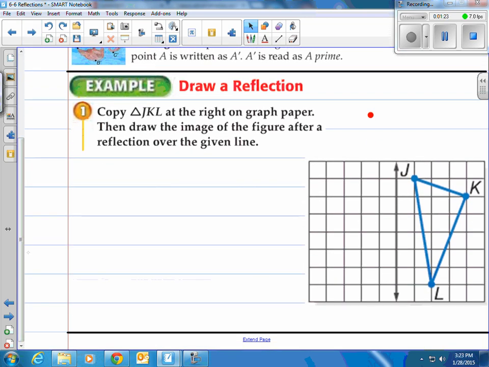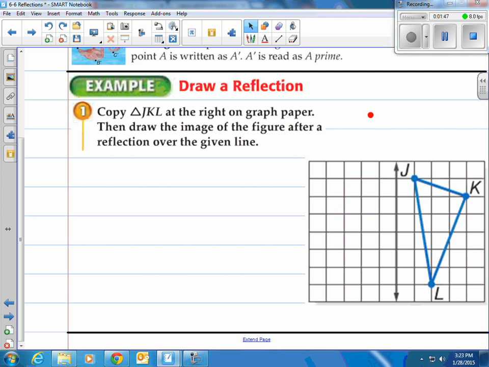Now, let's draw a reflection. It says copy triangle JKL at the right on graph paper. Now, you can just watch me do these. In class, we'll practice this. So just watch this lesson as, in many cases, there's not many notes here to take unless you want to write down exactly what I had up there and maybe try a couple of these on paper if you have graph paper. So again, we have this triangle here.